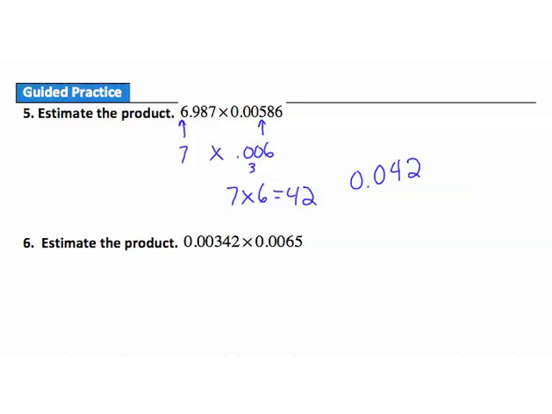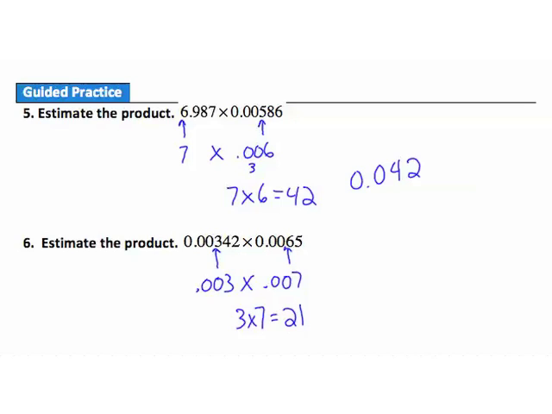Question 6. Estimate the product of these two numbers. Here's the largest place value, the 3. The 4 to the right of that tells us to keep that 3 the same. So I'm going to take 0.003 times, here the 6 is in the largest place value. The number to the right of that, 5, tells us to round that 6 up. So we're going to get 0.007. So we'll start by taking 3 times 7 is 21.